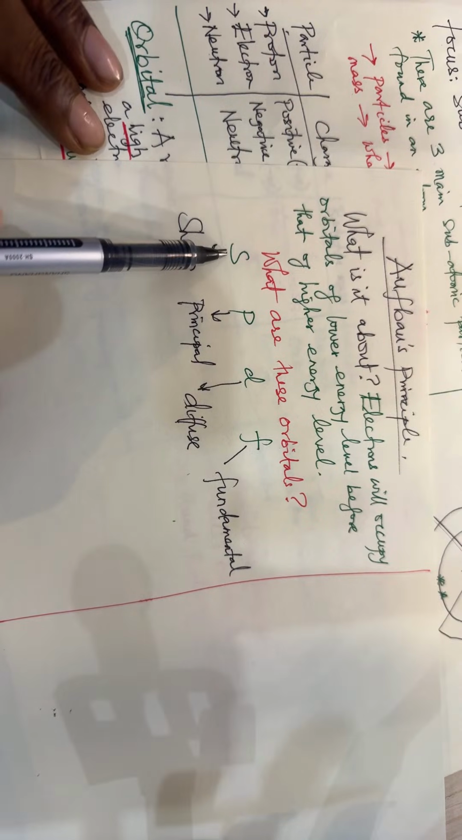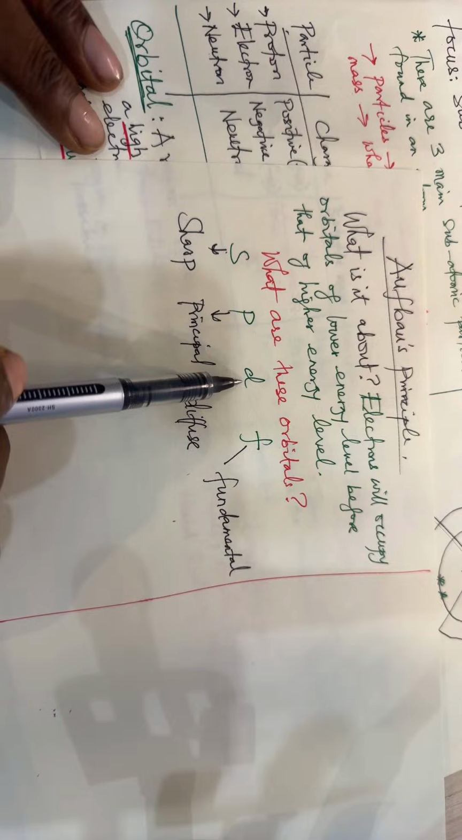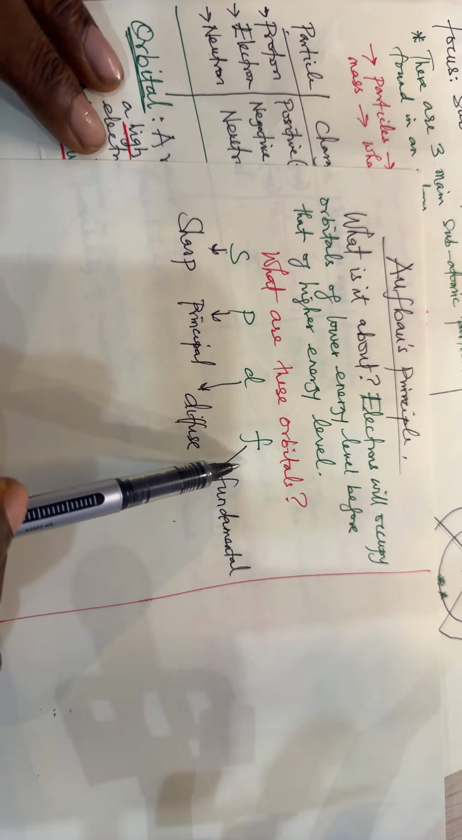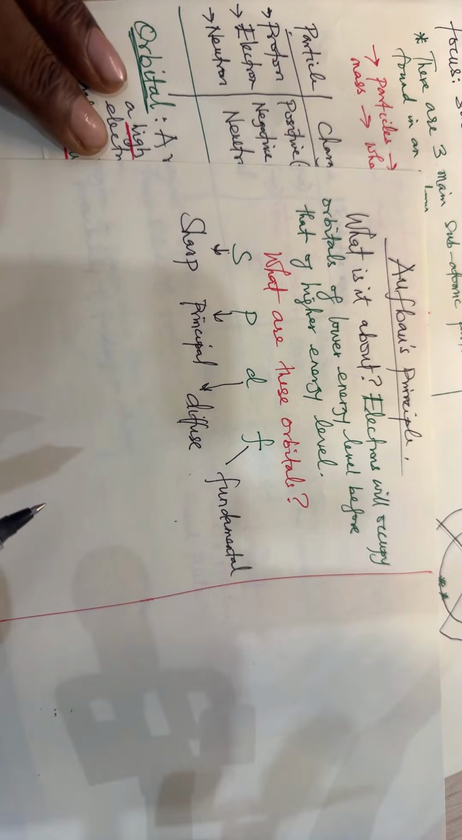That means after S, which is the least energy level, the next one is the P, the next one is the D, and the next one is the F, as the case may be. Does that make sense?